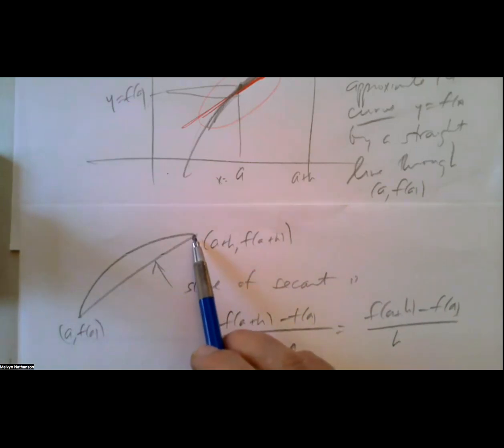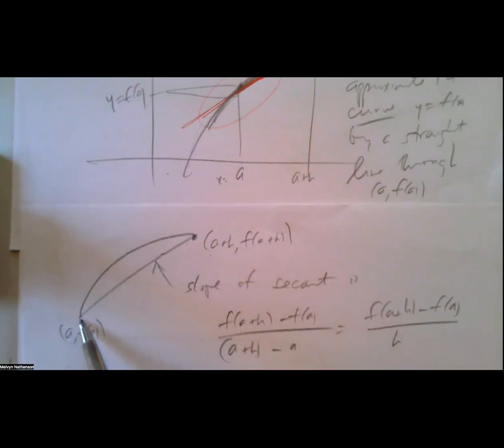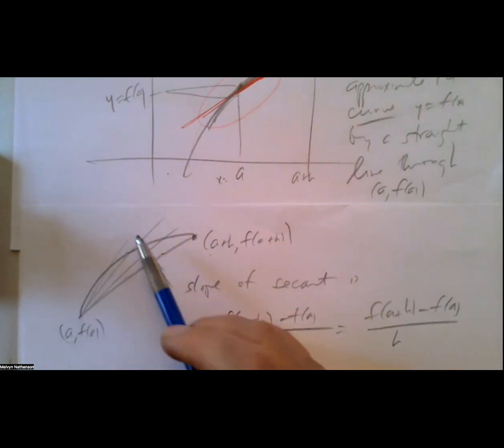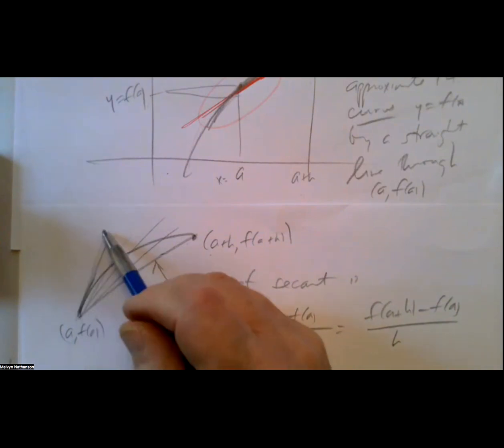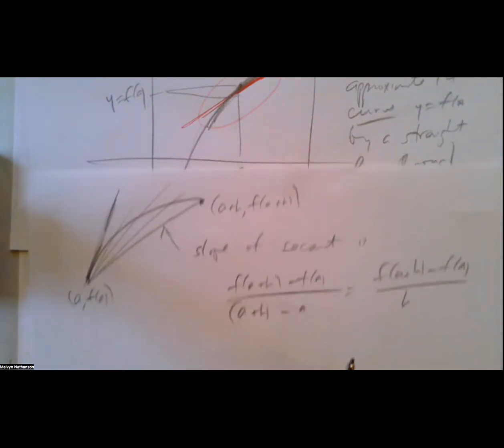Here the a's cancel over h. And the idea is if I take points h getting closer and closer to 0, so a plus h is getting closer and closer to a, I get a sequence of secant lines and a sequence of their slopes. And if this sequence of slopes has a limit as h goes to 0, then the slope that you get is what should be the slope of the tangent.